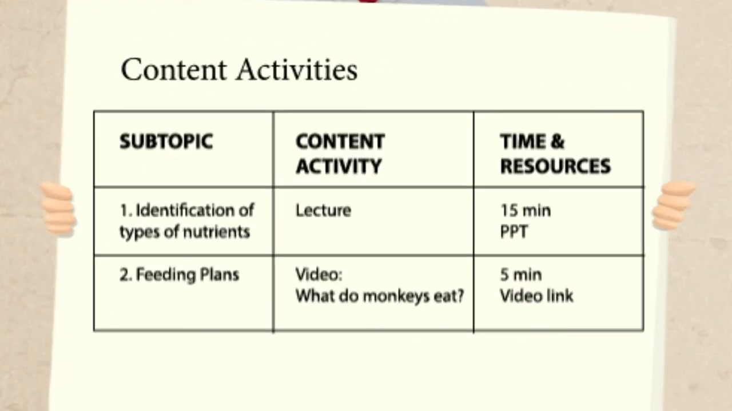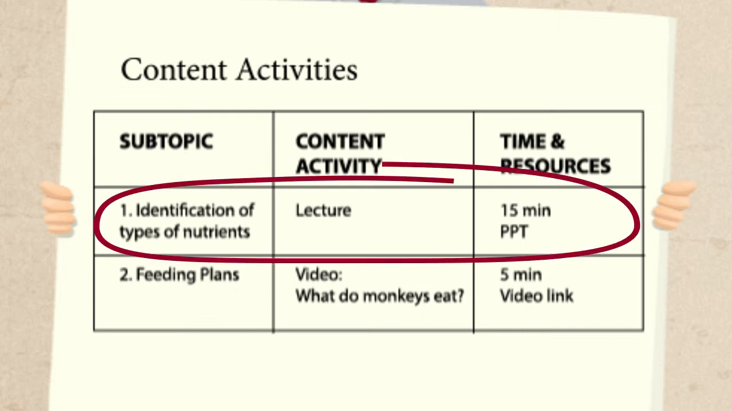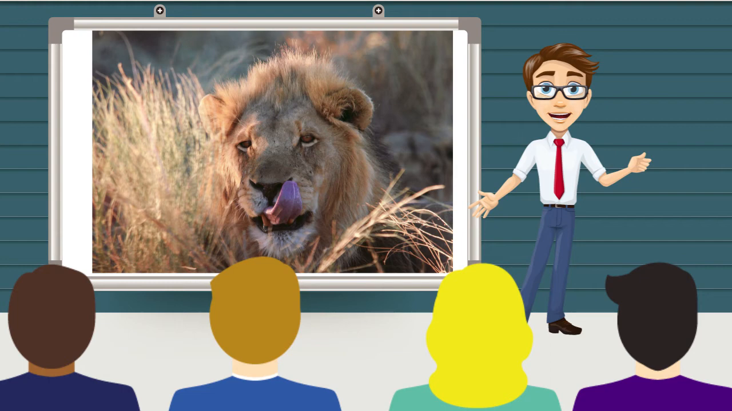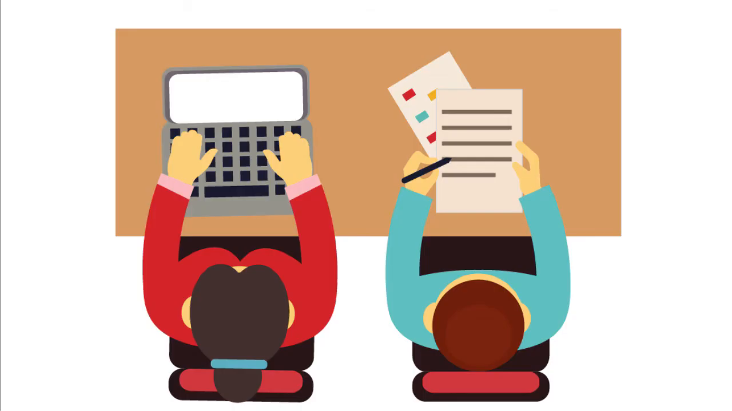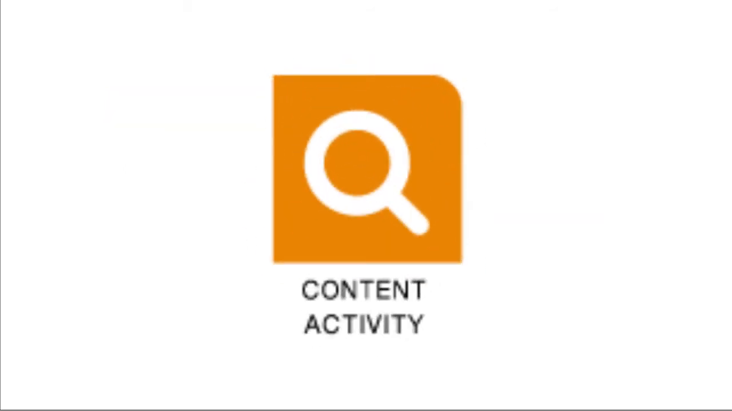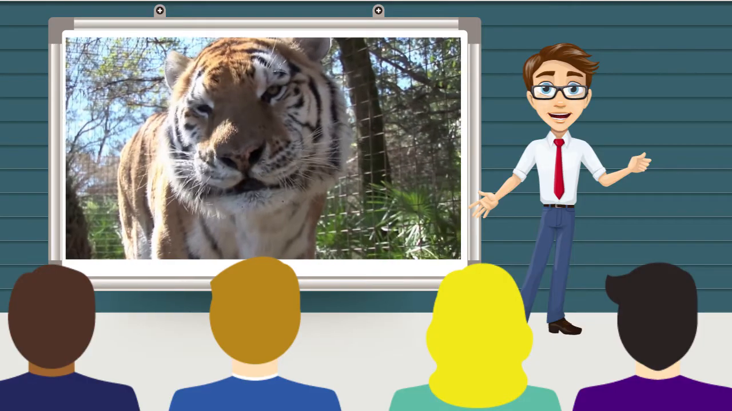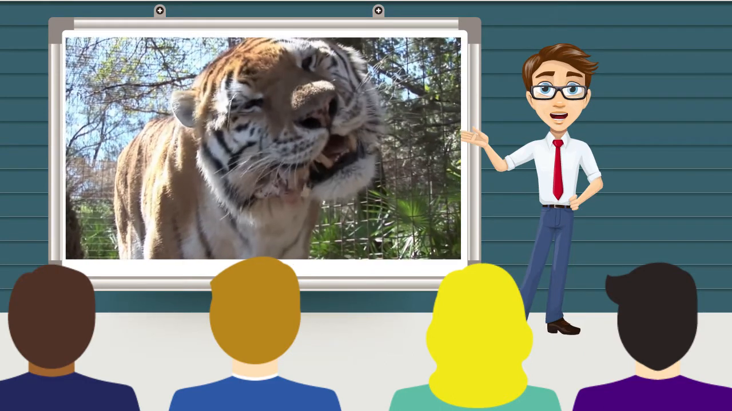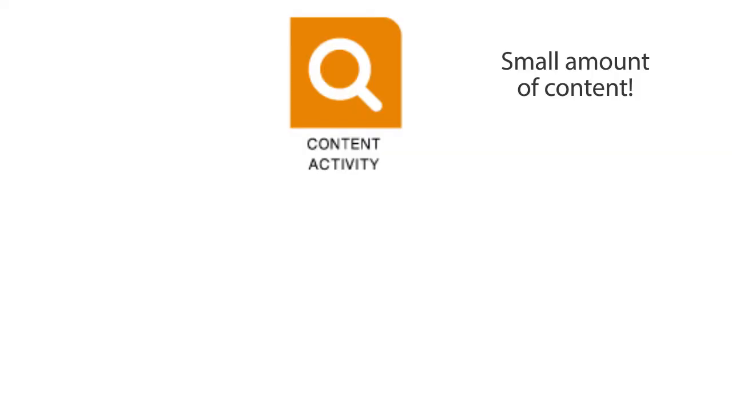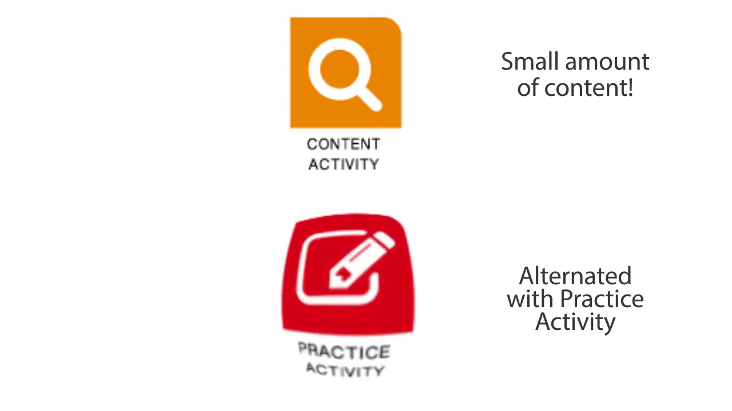Let's continue and see how Sam would break down the topic into subtopics. The first subtopic that Sam will teach the class is necessary nutrients for different classifications of animals. Sam lectures for 15 minutes on defining features of various nutrients with different animals while the students take notes and ask questions for clarification. This is one example of a content activity. Or, Sam could have asked the students to watch a video to gain the content. The key idea is that it's a small amount and it's alternated with the next type of activity, which is the practice activity.